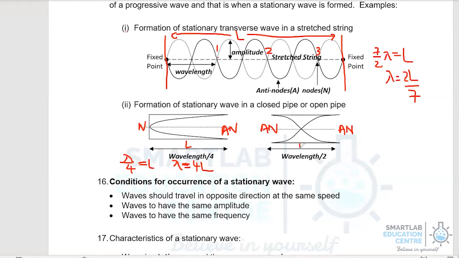Finally, we take a look at the open pipe. In the open pipe, the length is L. Between antinode and antinode, it will be half a wavelength. So half a wavelength is now equal to L. So your wavelength is equal to 2L.